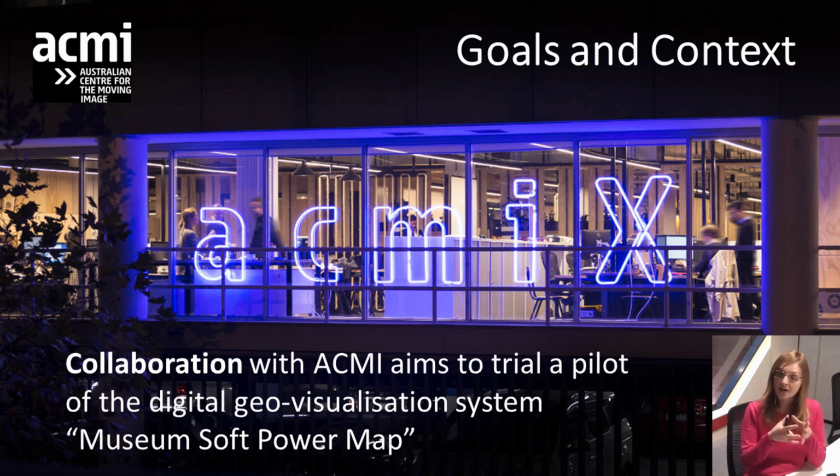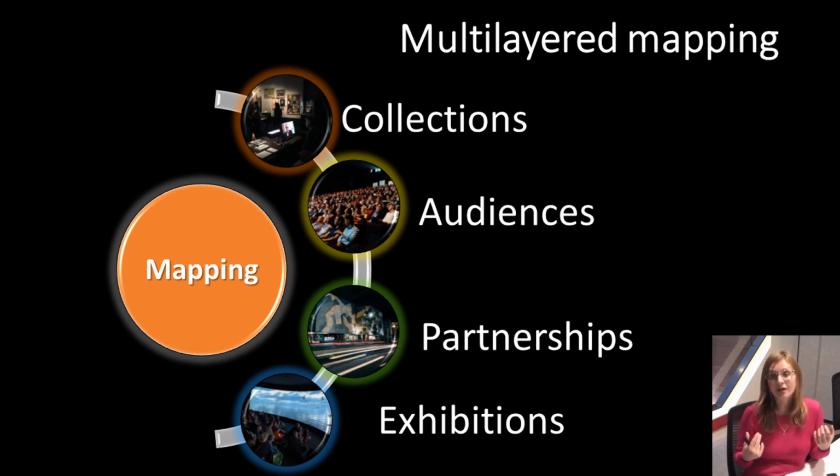So the geovisualization system that I'm developing is based on the deep mapping concept, and it includes multiple layers. In my system, I would like to explore museum soft power on different levels. This presupposes collecting data and mapping museum collections in terms of their cultural and linguistic diversity. It presupposes mapping online and on-site audiences.